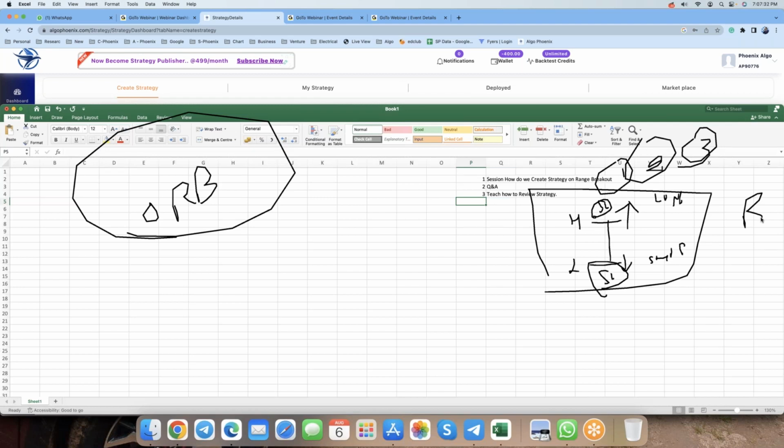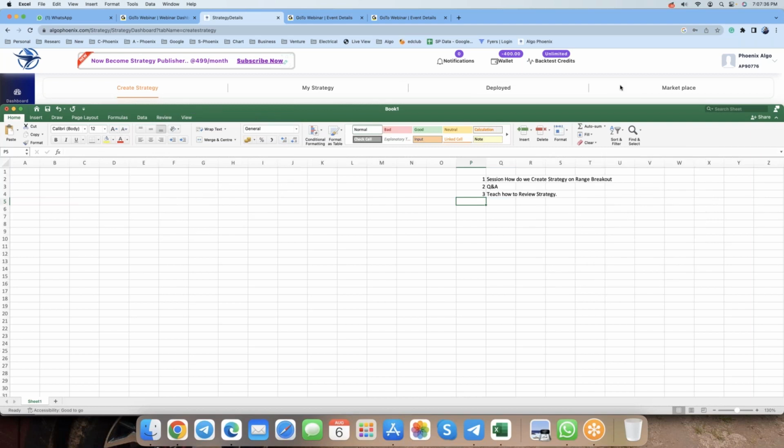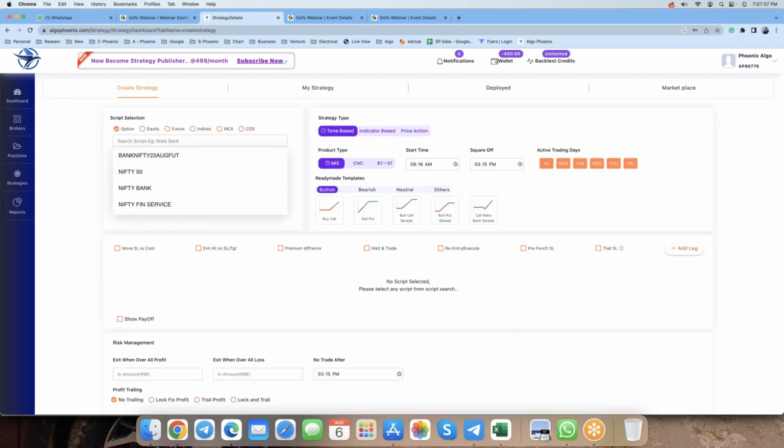Now I'm starting this platform with zero knowledge. For example, I don't have any coding knowledge. How can anybody without coding language knowledge make use of this? The strategy we discussed will come under the code of price action. Now I'm going on equity.